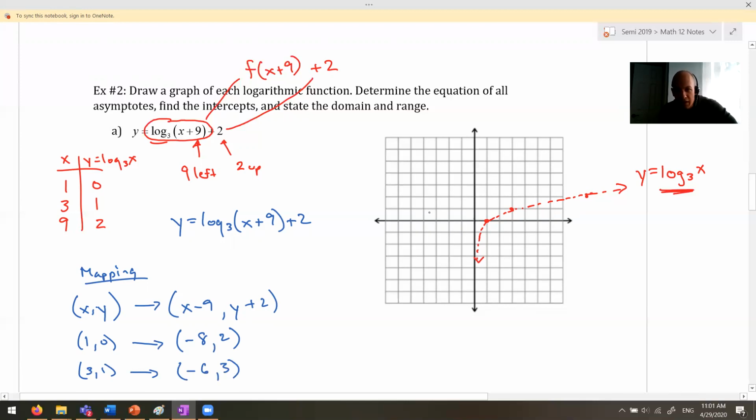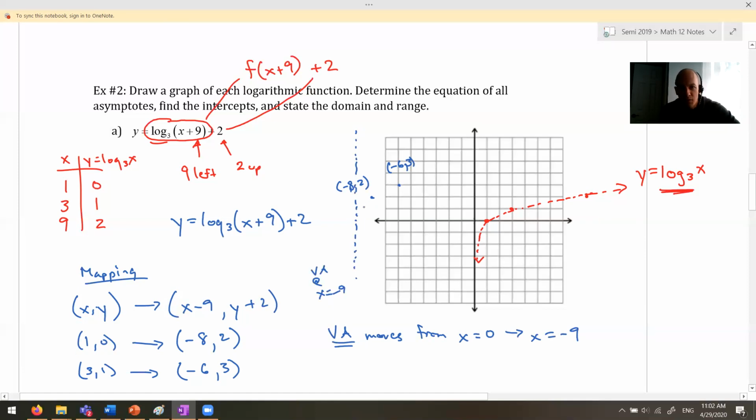So what we'd have is a point at negative 8. Okay, so I should have made this graph a little bit bigger. So negative 8, 2 is about right there. And then we'll have negative 6, 3, which is right about there. Okay, we'll also have the vertical asymptote moves from x equals 0 to x equals negative 9. So over here, I guess something like this. There's my vertical asymptote at x equals negative 9, and we'd have this graph kind of doing this sort of deal.